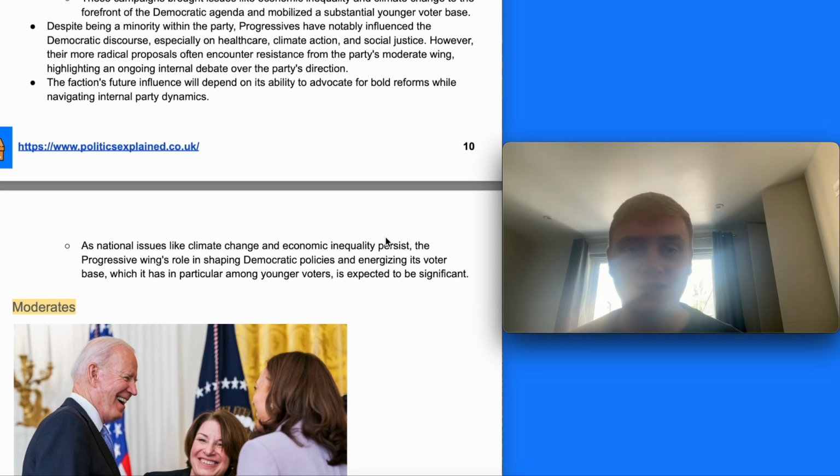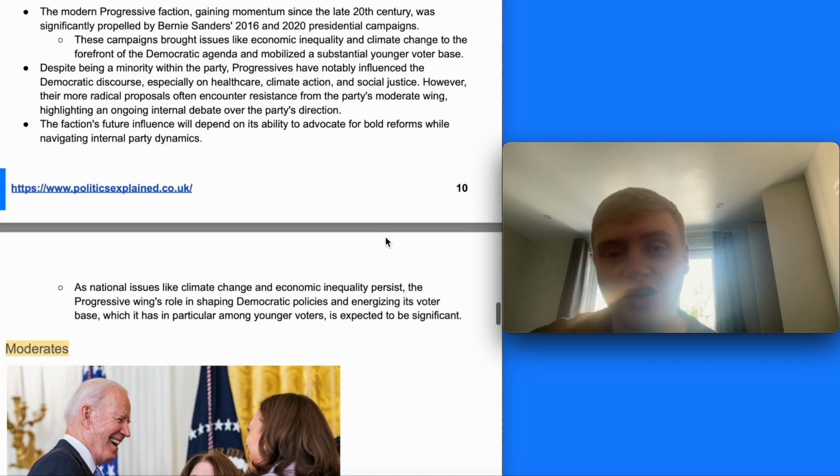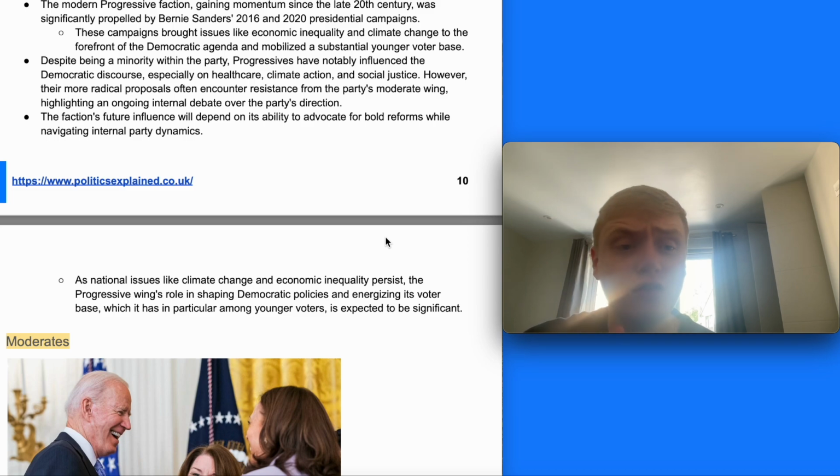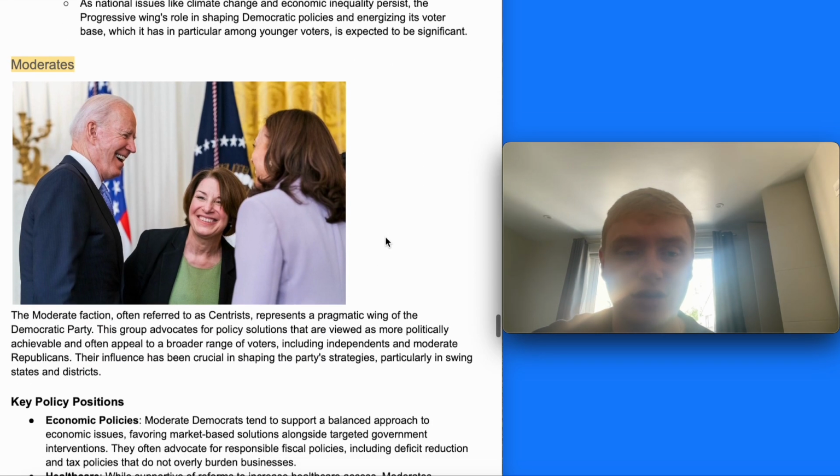Despite being a minority within the party, progressives have notably influenced democratic discourse, especially on healthcare, climate change, and social justice. However, their more radical proposals often encounter resistance and fail to be passed, in particular from the moderate wing, highlighting the ongoing internal debate over the party's direction. The faction's future influence will depend on its ability to advocate for bold reforms whilst navigating internal party dynamics. As national issues like climate change and economic inequality persist, the progressive wing's role in shaping democratic policies and energizing its voter base, particularly among younger voters, is expected to be significant.